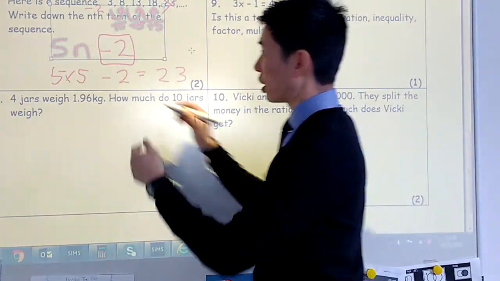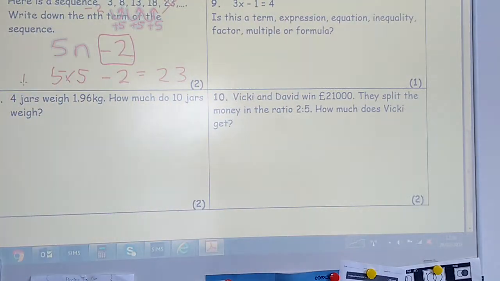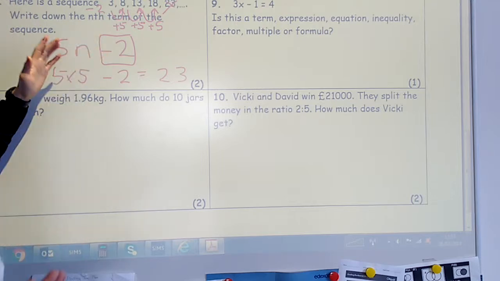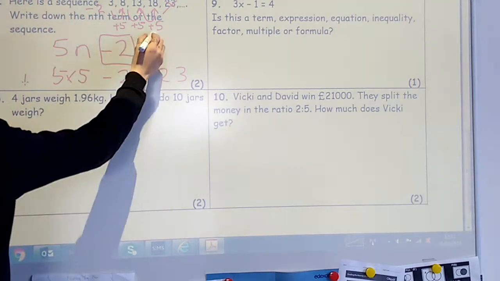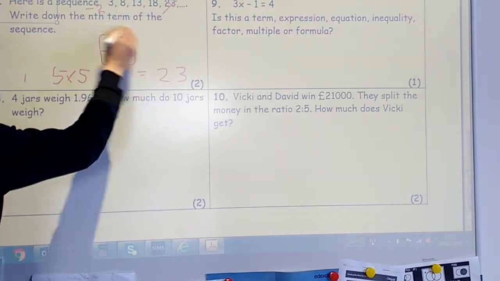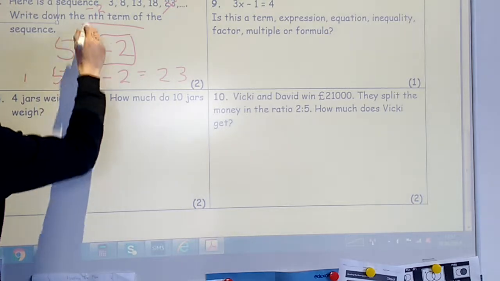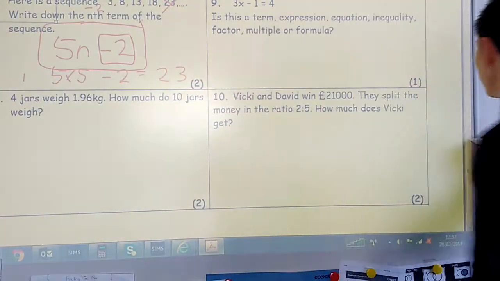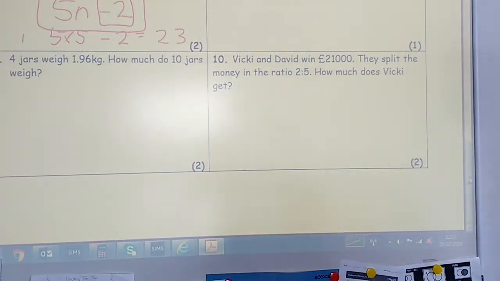So another confusing bit is when they talk, most people look at the nth term and think, what is the nth term? It's actually a formula to find any term in a sequence. Okay? So that one you don't need a calculator for.